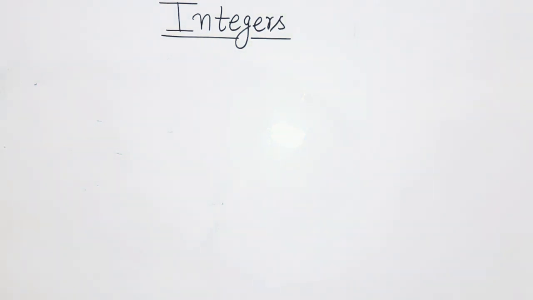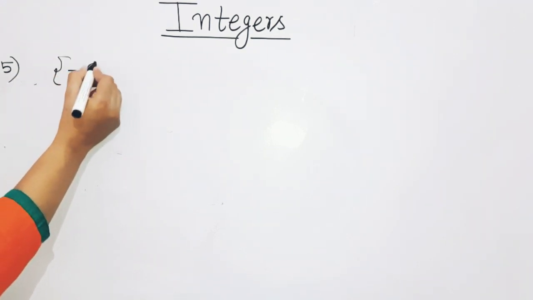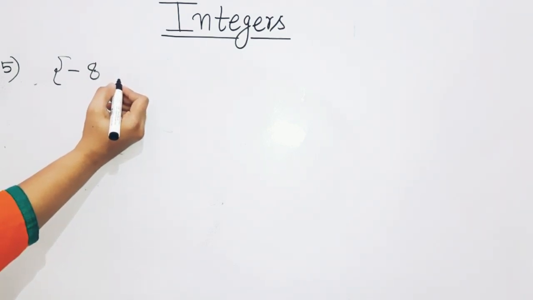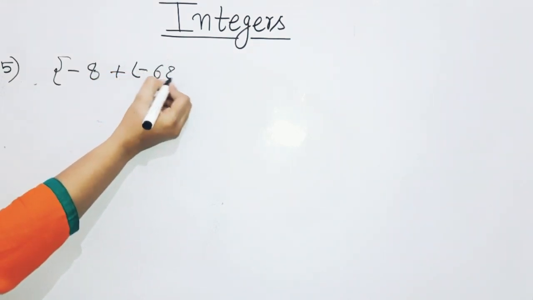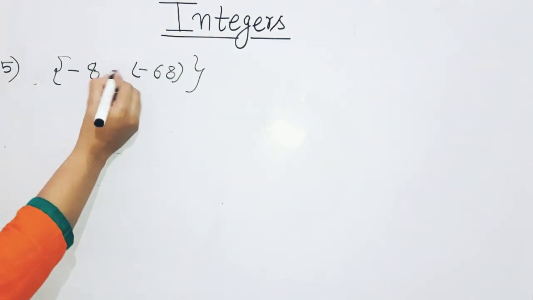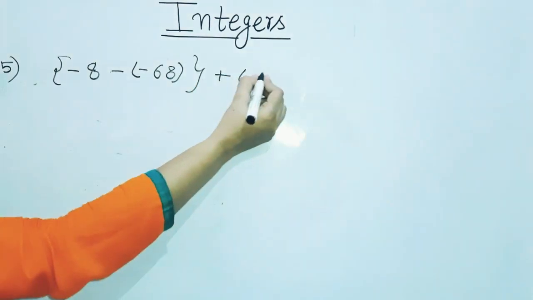Question number 5 says that add minus 36 to the difference of minus 8 and minus 68. Difference means to subtract something. So I have 8 और 68 का क्या निकालना है आपको, डिफरेंस निकालना है, मीन्स सब्ट्रैक्ट, और उसमें क्या ऐड करना है, minus 36 is to be added.